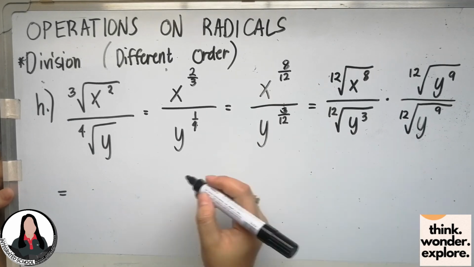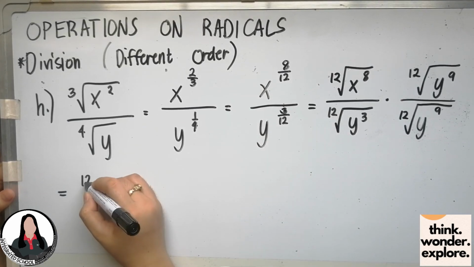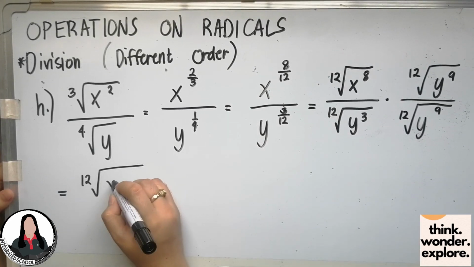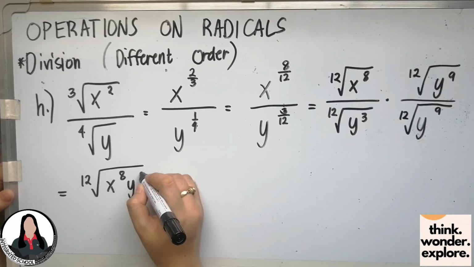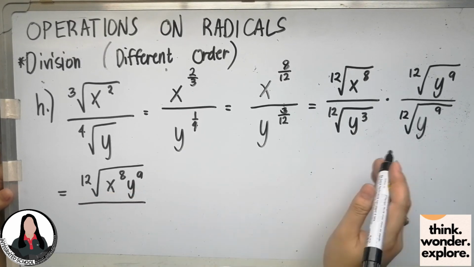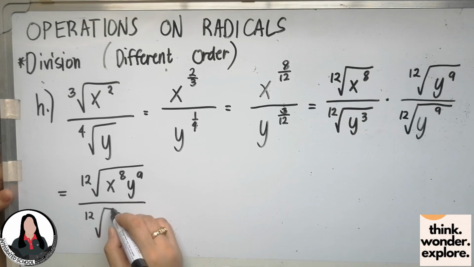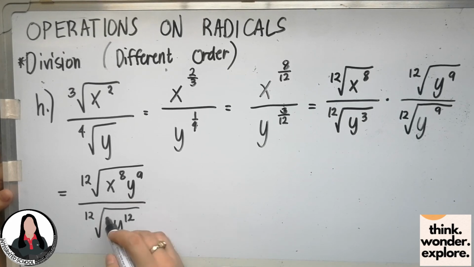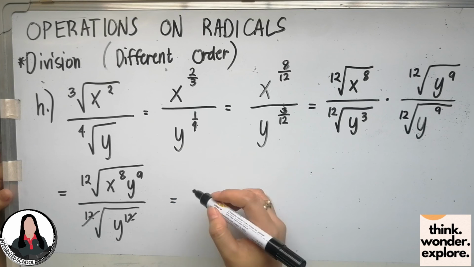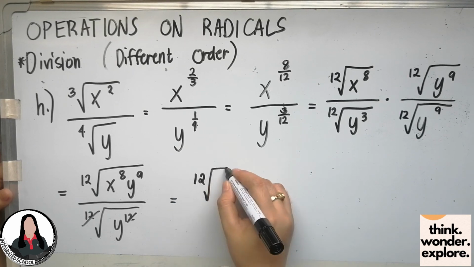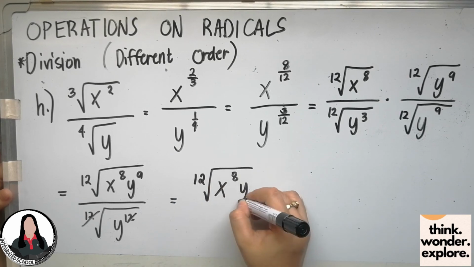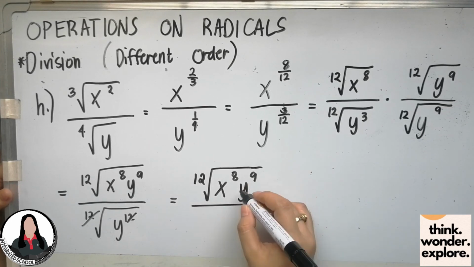Simply, that is equivalent to the 12th root of x raised to 8, y raised to 9, all over the 12th root of y raised to 12. So, pwede natin itong i-cancel. Simply, our final answer is the 12th root of x raised to 8, y raised to 9, all over y.